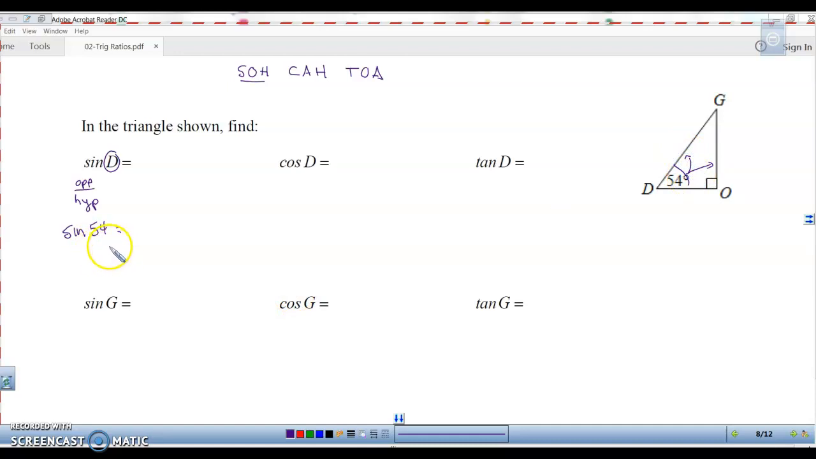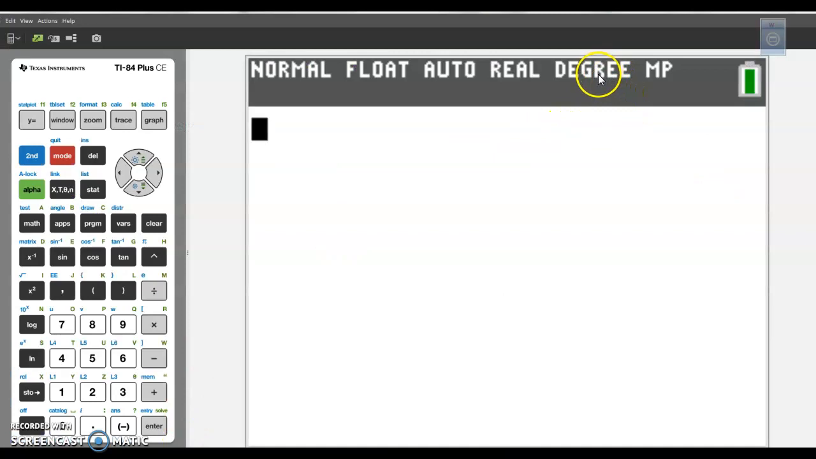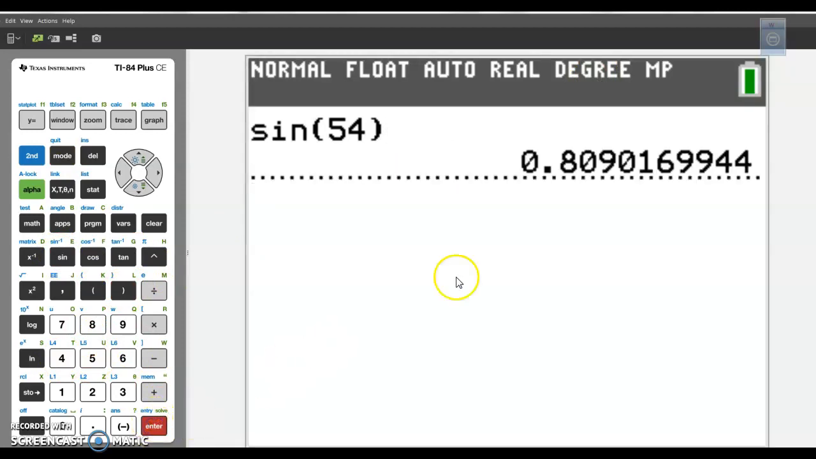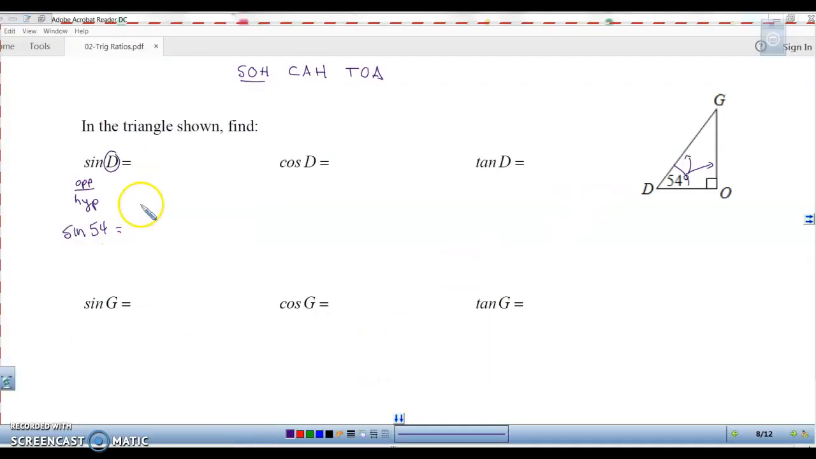So if you were looking in the table that I gave you before, you'd have to know those two sides. But if you have your calculator or Desmos, all you have to do, make sure your calculator's in degree mode and Desmos in degree mode, you hit sine 54, press enter. And we'll do this to the nearest 10 thousandths, 4 decimal places. So 0.8090 is your answer. So your ratio for sine of D is 0.8090. So you're saying the sine of 54.